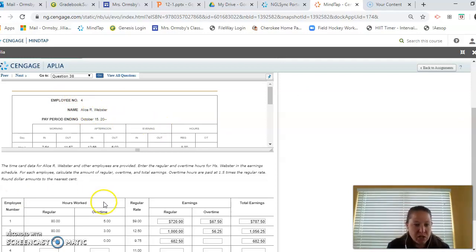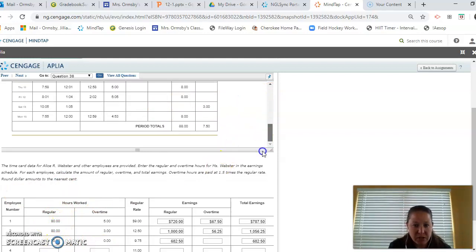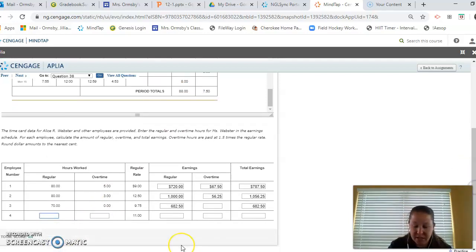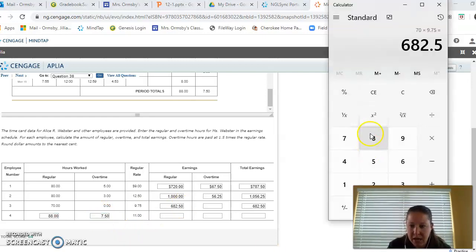And then last we have employee number 4, and employee number 4 is Alice, who we just did the time card for. So they want us to fill in the regular hours and the overtime hours. So the regular hours was 88 and the overtime was 7.50. So I'll slide this down so you guys can see this better. This is 88 and this is 7.5. Okay, so our employee Alice worked 88 hours at $11 an hour. So times 11 gives us $968.